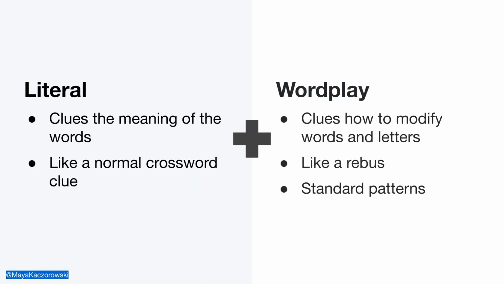So when I say that each clue is its own puzzle, thankfully these generally follow some standard structure. Each clue will have a literal half, where the clue is about the meaning of the word, and a wordplay half, where the clue tells you how to modify words or letters to get the solution. The literal half is sometimes called a definition or a meaning. It's like a normal crossword clue. You are familiar with this part of it. The wordplay half is basically a rebus or a recipe, and it does something like, scramble these letters and insert this other letter and then read it backwards. There are standard patterns for what this means and how to apply them, and we'll get to that in a second.